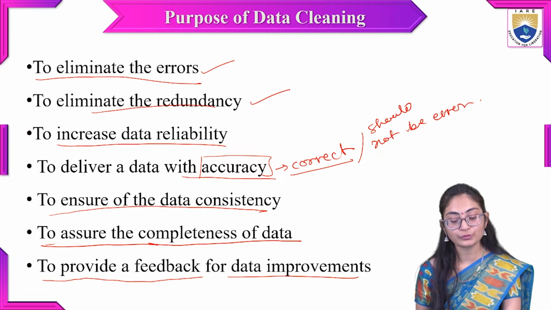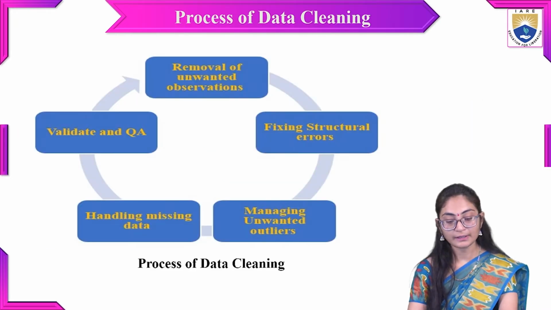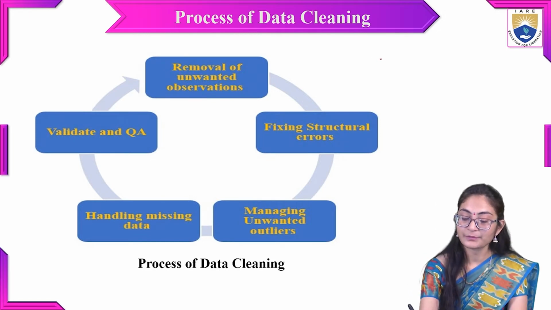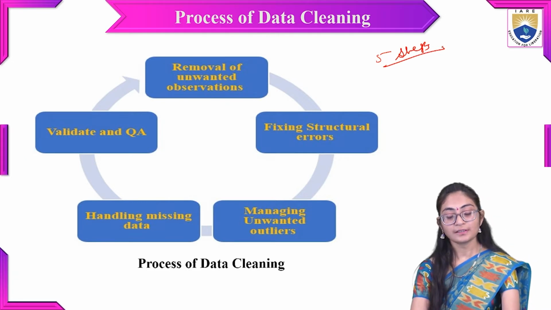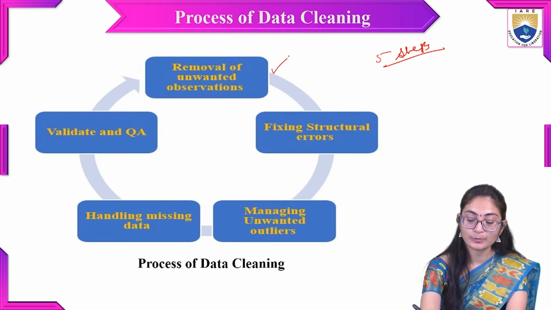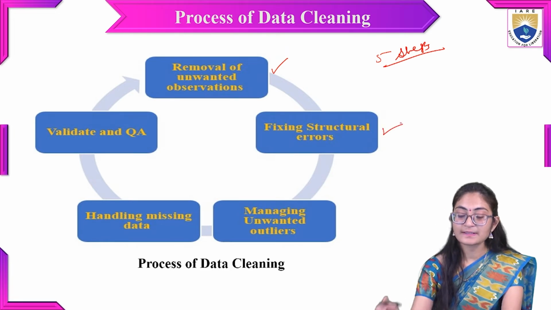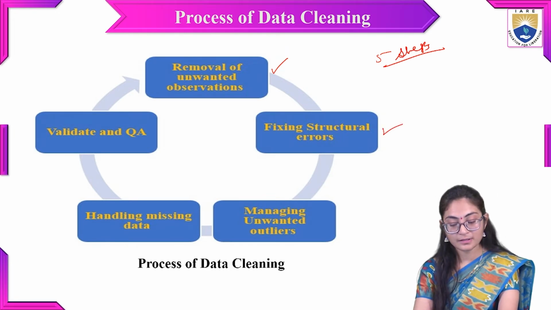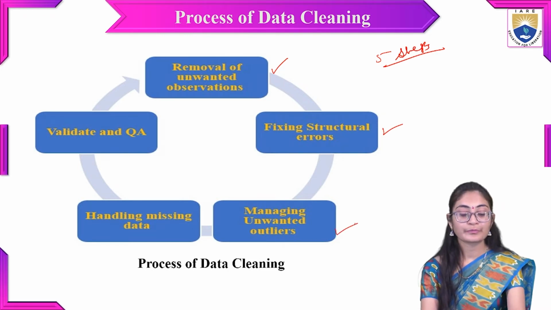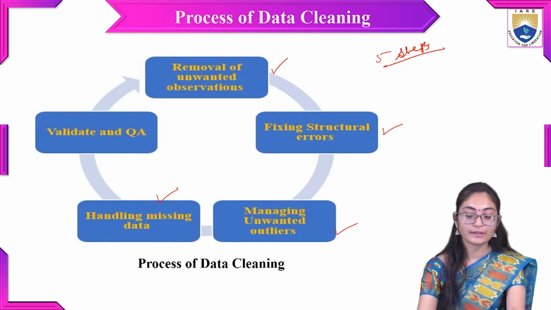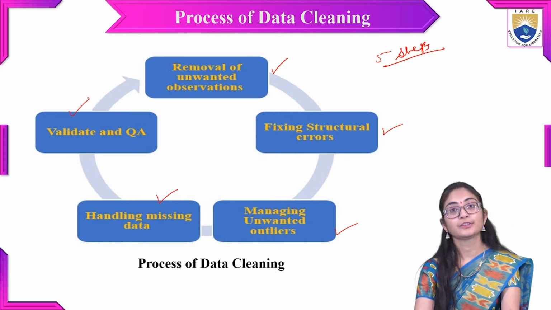Now we will move to the next slide. There is a process of data cleaning. It contains 5 steps. The first one is removal of unwanted observations. The second one is fixing the structural errors. Then managing unwanted outliers. Next, handling of missing data. And the last one is validate and cure.